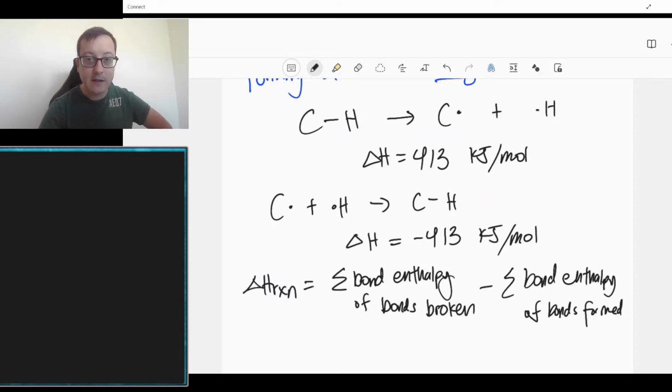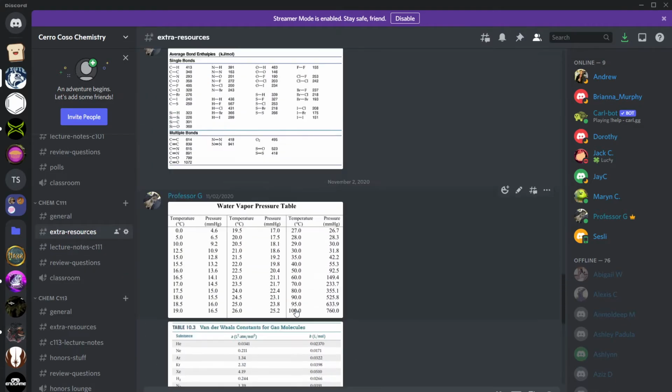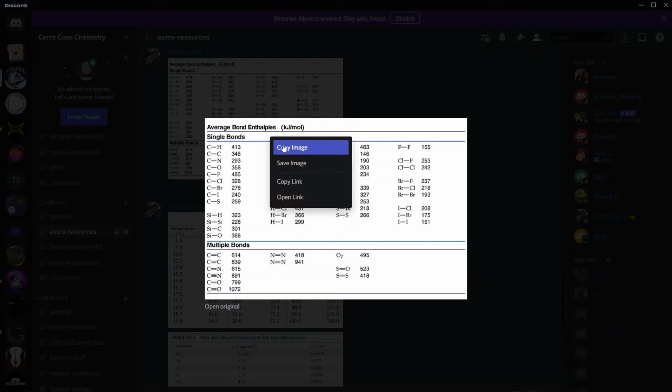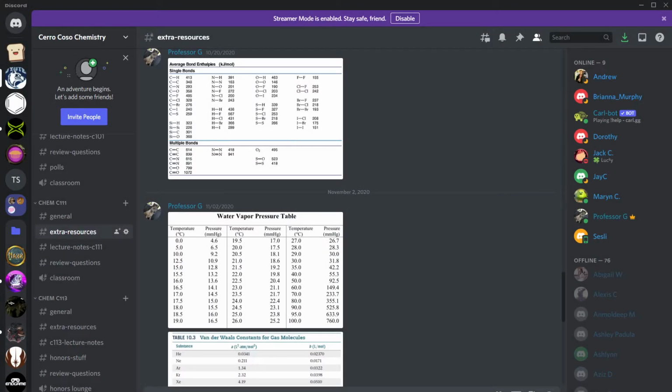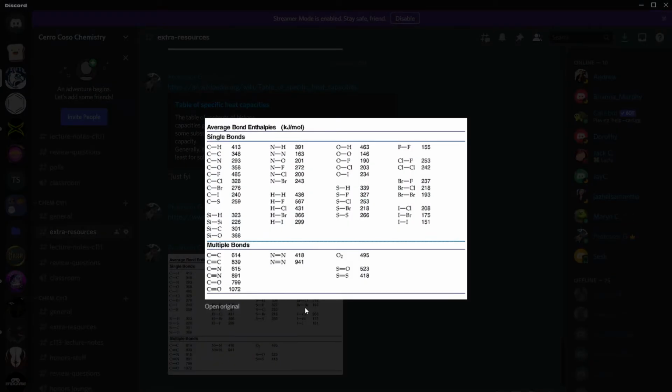So let's take a look at a table of bond enthalpies, which I have here in Discord for us. Let's switch over for just a second. This is our Discord page, of course. I am in our extra resources tab here. If you scroll up just a little bit, and in fact, I can just copy paste this so we have it more recently. This is a table of bond enthalpies.